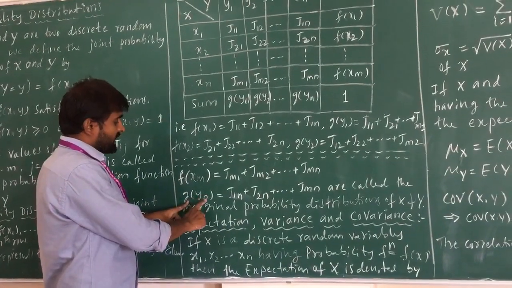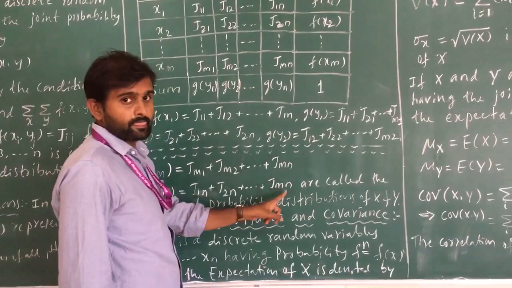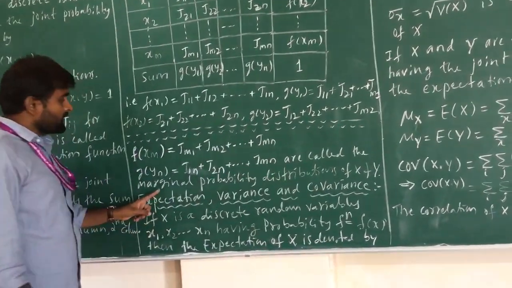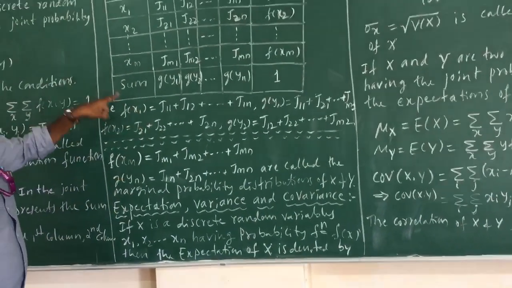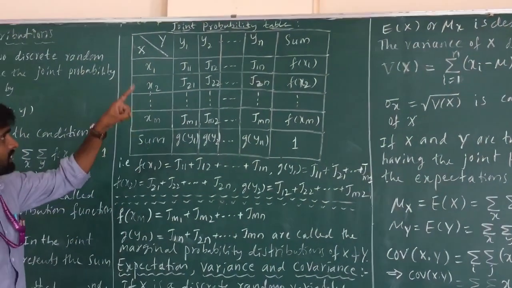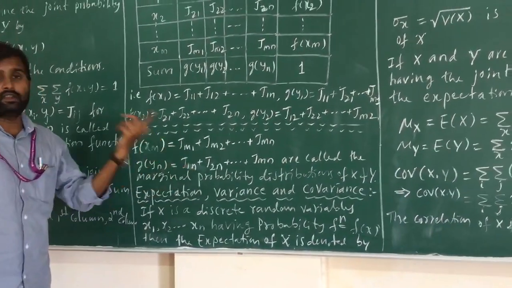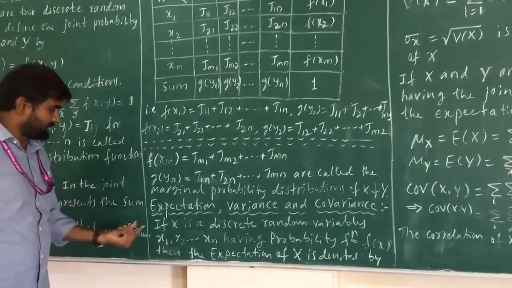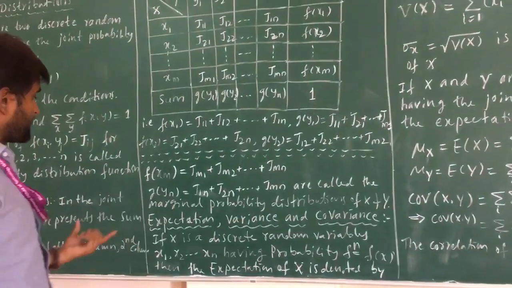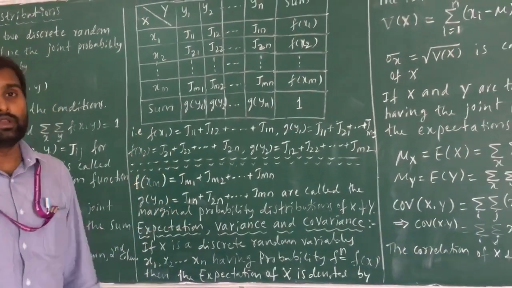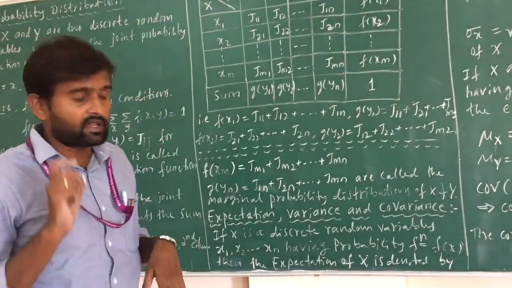Similarly, g of yn equal to j1n plus j2n and so on up to jmn. These are called the marginal probability distributions of x and y. So this table is nothing but f of x1, f of x2, g of y1, g of y2, the marginal probability distribution. Now, when we solve examples, we need expectation, variance, covariance and correlation. This is the main thing in this concept, joint probability distribution.